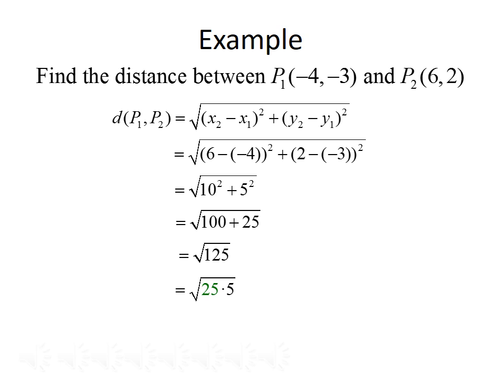Remember, to simplify a radical, you want to try to rewrite the radicand as a product of a perfect square and another term. Well, 125 can be rewritten as 25 times 5, and since 25 is a perfect square, we can pull it out of the square root sign, giving us 5 times the square root of 5.